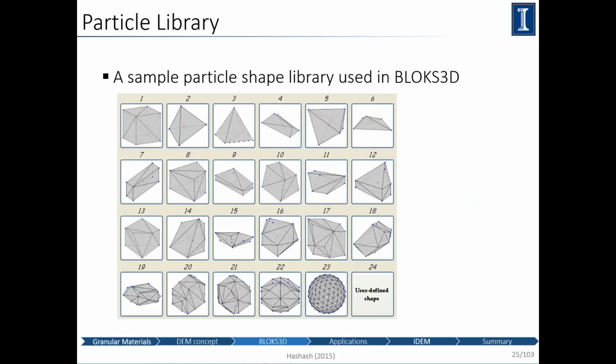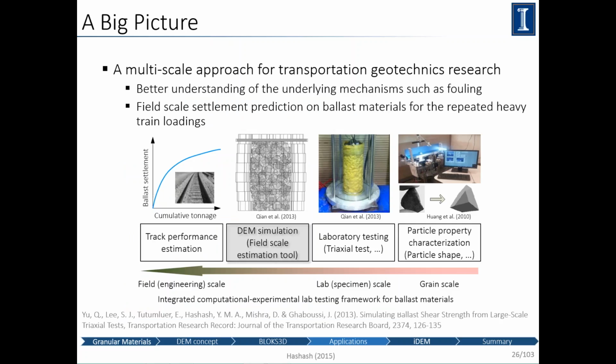We usually don't stick with one particle shape. We use an assortment of those, and we usually do a randomized selection of those so that you have a range of particle shapes as you would have in the field, and also a range of particle sizes that would be representative of the conditions that you would have in the field as well.